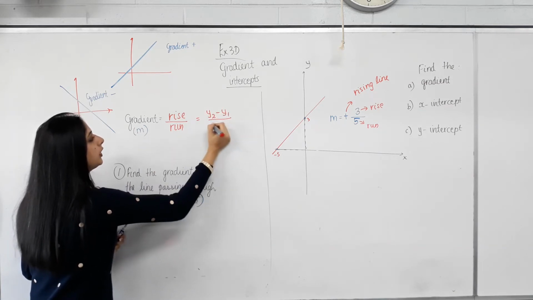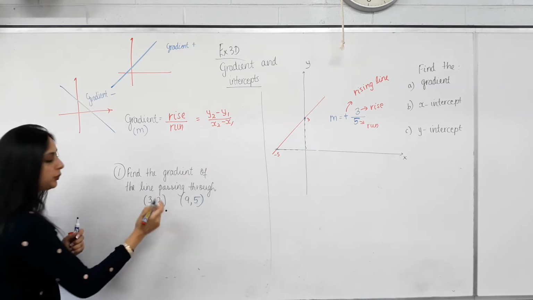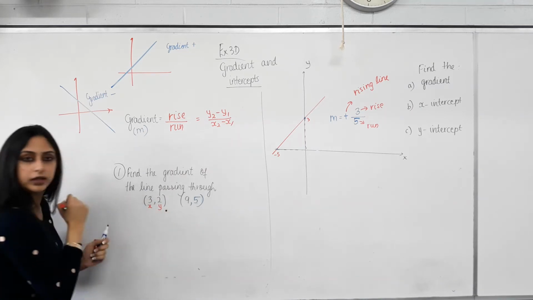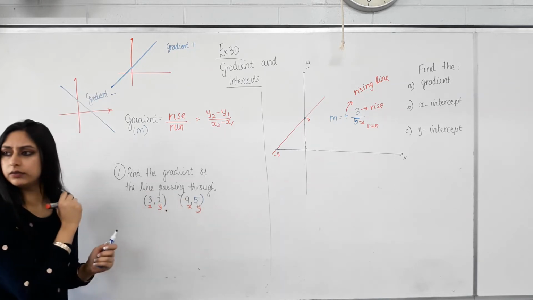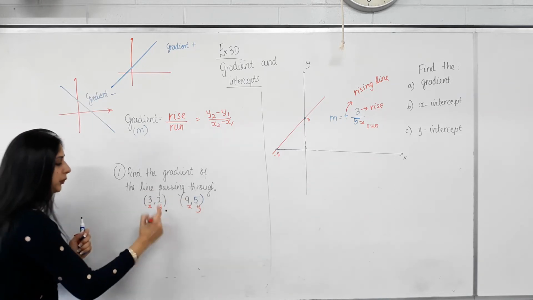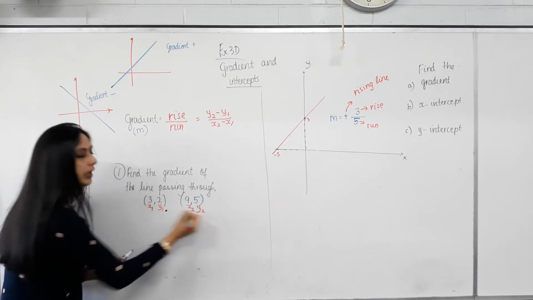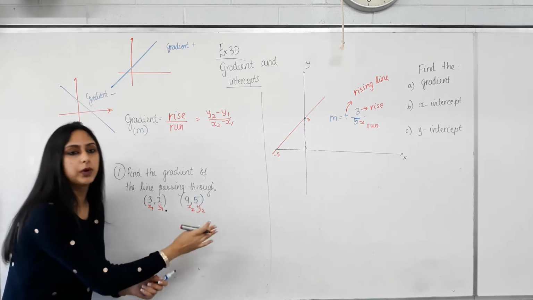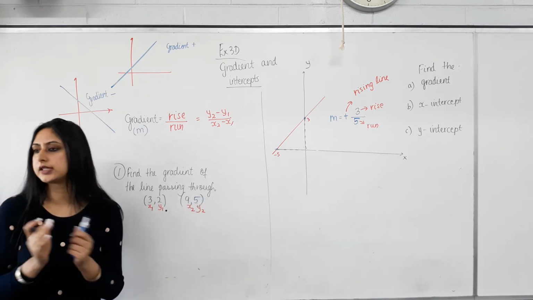y2 minus y1 over x2 minus x1. What you do is, these are the 2 points, x coordinate, y coordinate. You label them as the first point, so x1, y1. Label this as the second point, x2, y2. Doesn't matter which one you label one. You can label this as x1, y1 and this as x2, y2. You'll get the same answer.